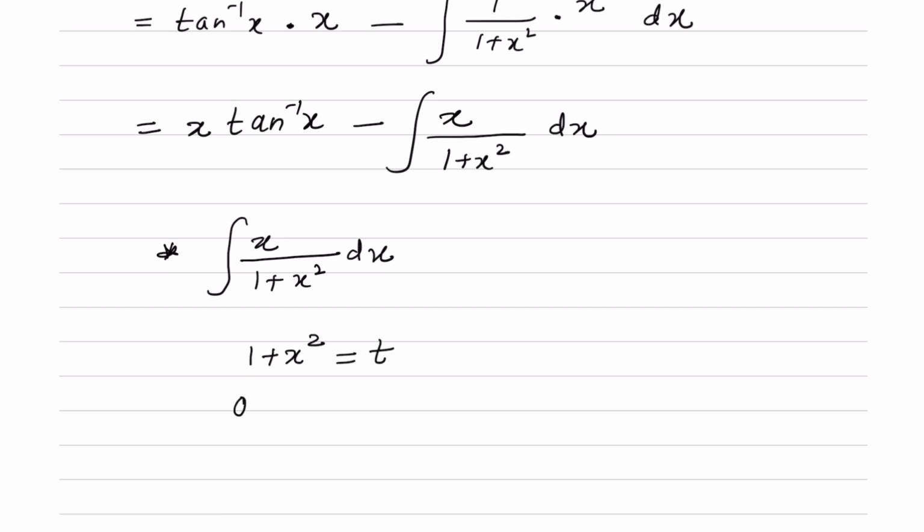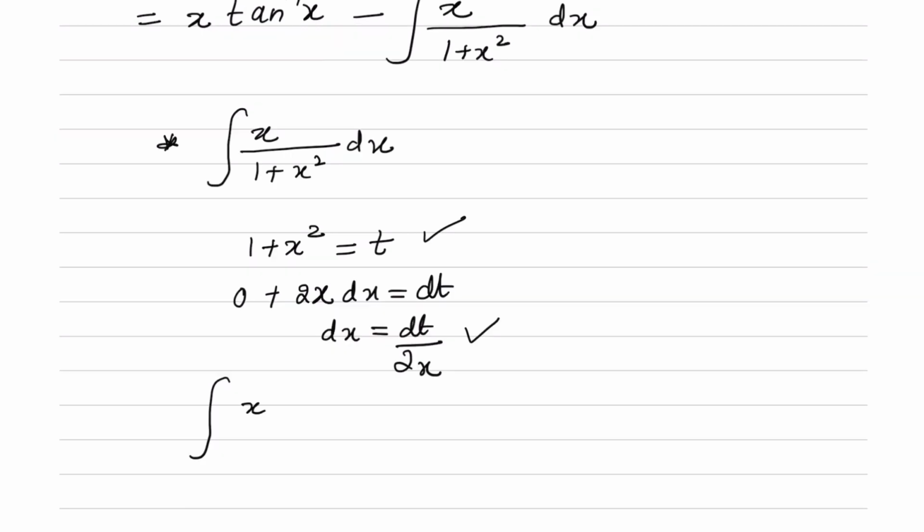Differential of 1 is 0 plus differential of x square, first the power rule, 2x, and then the differential of x is dx and the differential of t is dt. From here we find the value of dx, which is dt by 2x, which gives us x over 1 plus x square times dx is dt by 2x. x cancels out with this x. I'm taking this 1 over 2 outside and you have this integral dt by t.